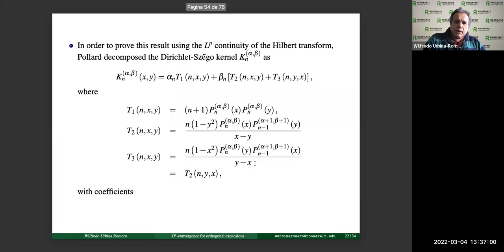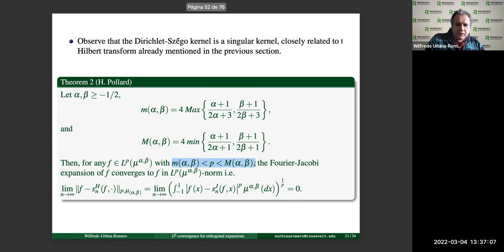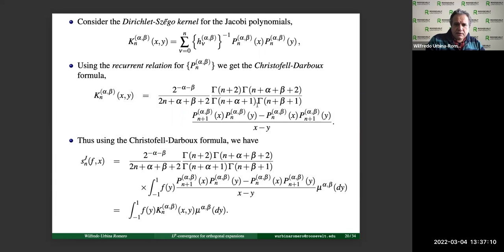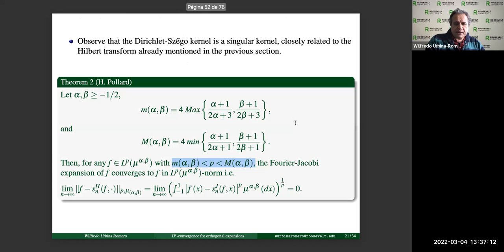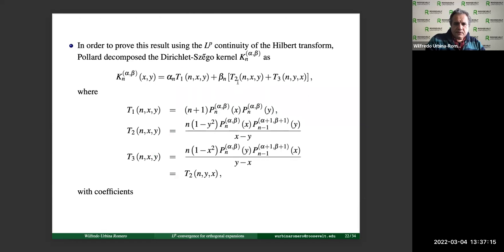In order to prove that, what he did, and this is a very important decomposition, was to decompose this kernel in 3 parts. 2 are kind of symmetric, and this one is just a product of 2 polynomials, one in x and one in y. So T2 and T3 are symmetric. You are just changing the role of x and y, but yes, they are singular.